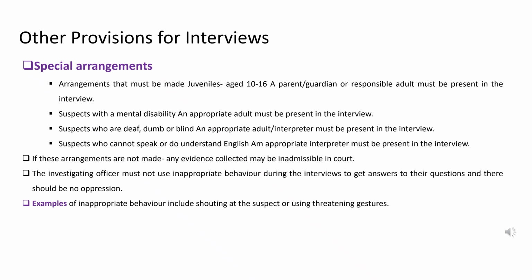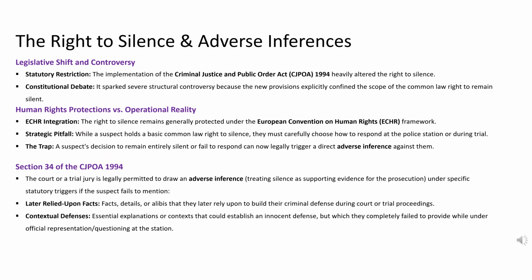The Criminal Justice and Public Order Act, 1994, introduced a major legislative shift in relation to the right to silence. Prior to this reform, the common law provided broader protection for suspects who chose not to answer police questions. However, the act significantly restricted that protection and created considerable constitutional controversy, as many argued that it weakened a long-standing safeguard within the criminal justice system.